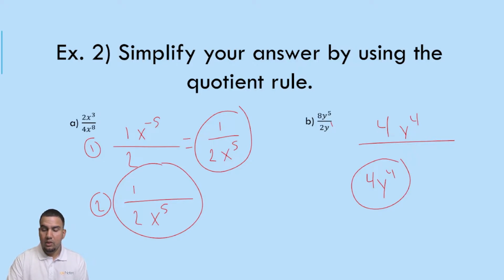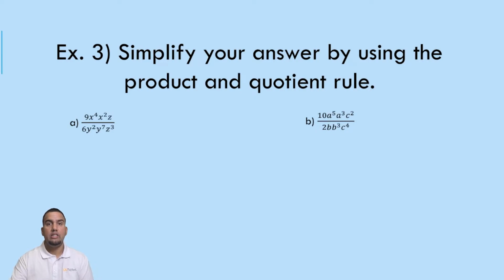Okay? So now for example 3, we're actually going to be doing a combination of the both, of a product rule as well as a quotient rule. Now remember, product rule means we're going to be multiplying bases, which means we're going to be adding the exponents. And quotient rule means we're going to be dividing the bases, which means we're going to be simplifying by subtracting the exponents. But what happens when we have to do the combination of the two? So you ready? Let's get started.